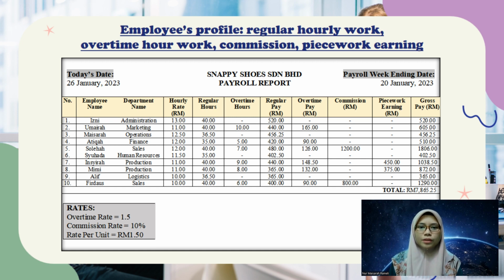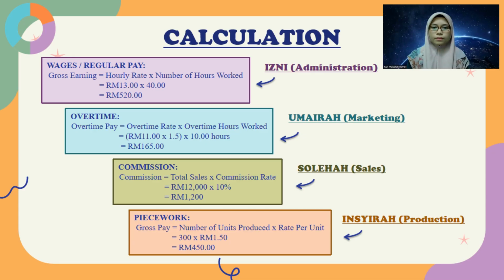Next, this is the payroll report for Snappy Shoes Central Berhad. There are 10 employee names with different departments: hourly rate, regular hours, overtime hours, regular pay, overtime pay, commission, piecework earning, and gross pay. The rate for overtime is 1.5, commission rate is 10%, and rate per unit is RM1.50. The total of gross pay is RM7,865.25.